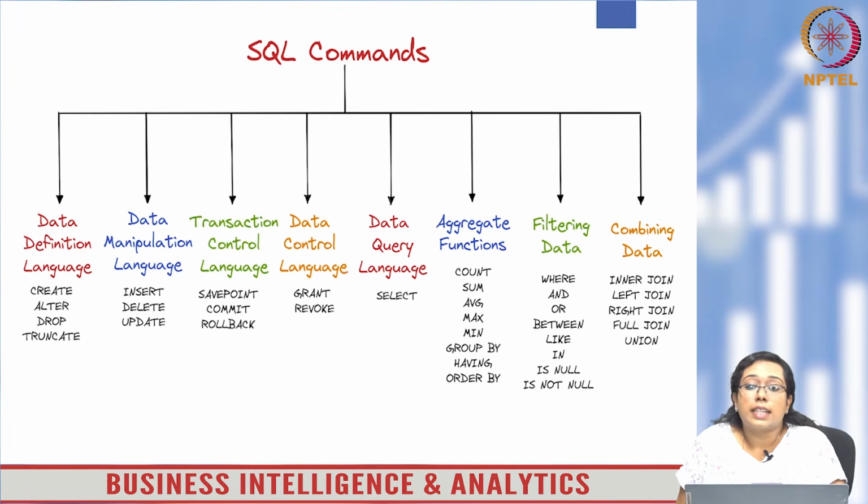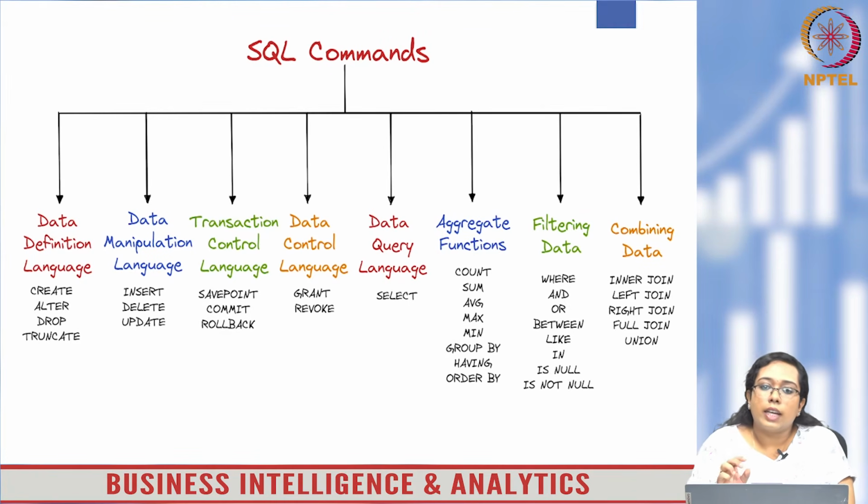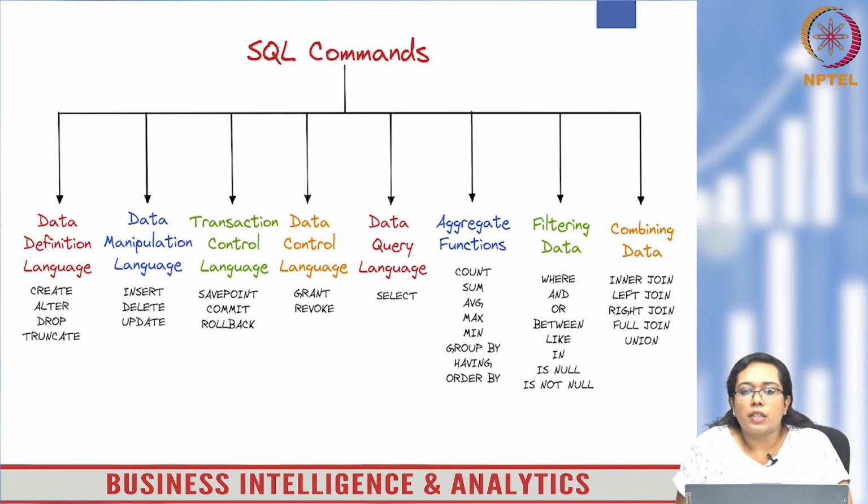Filtering data is another part of SQL, where you want to filter a particular section of the data. For that you can use clauses, for example the where clause. Say there is an example: select customer name from a particular table where customer country is India. We are giving a filtering option here, wherein we are filtering the customers who are part of India.